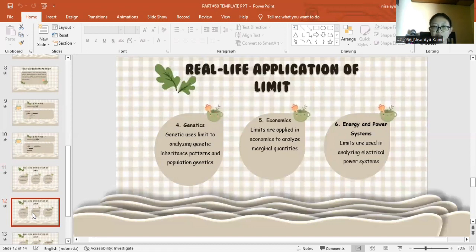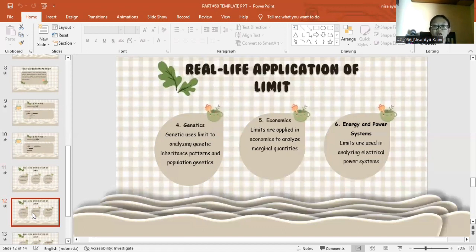Okay, number 5, economics. Limits are applied in economics to analyze marginal quantities. For instance, a product's marginal cost can be determined by taking the limit as the quantity approaches zero. This information helps businesses make decisions regarding production levels and pricing strategies.